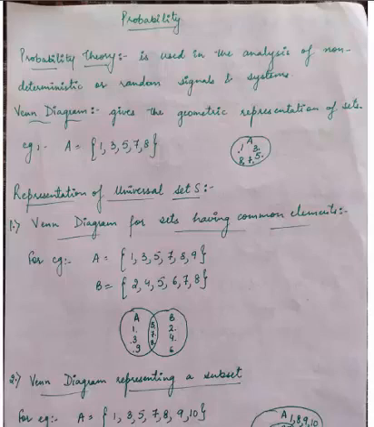Today I am going to discuss very fundamental and conceptual terms related to probability. That is, introduction to probability. So first is probability theory. Probability theory is a branch of mathematics concerned with the analysis of random phenomena, random or non-deterministic phenomena.